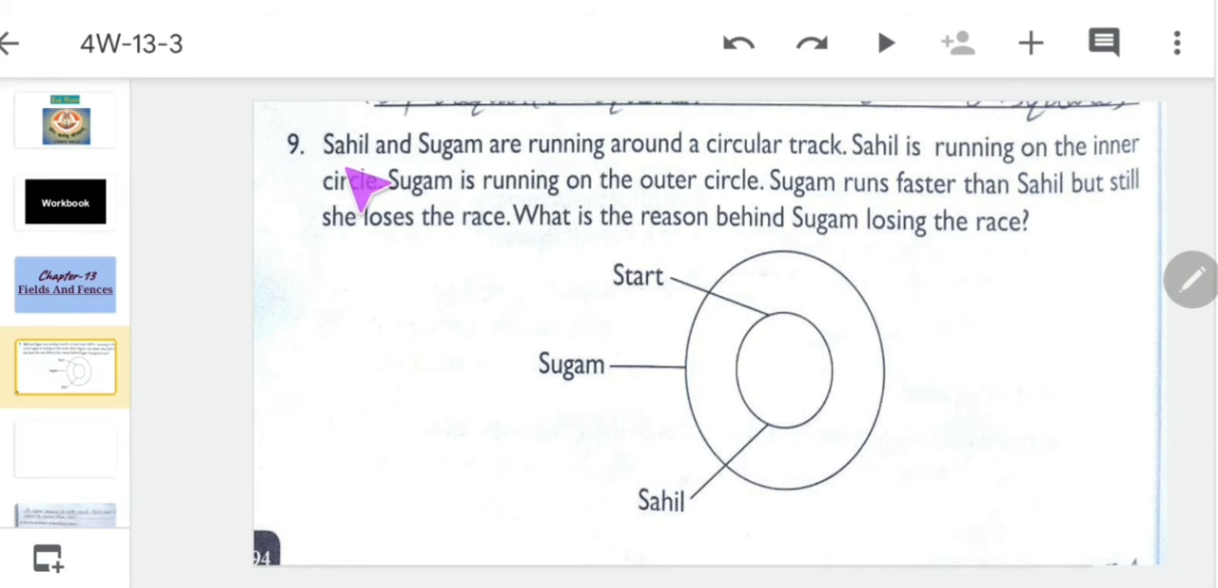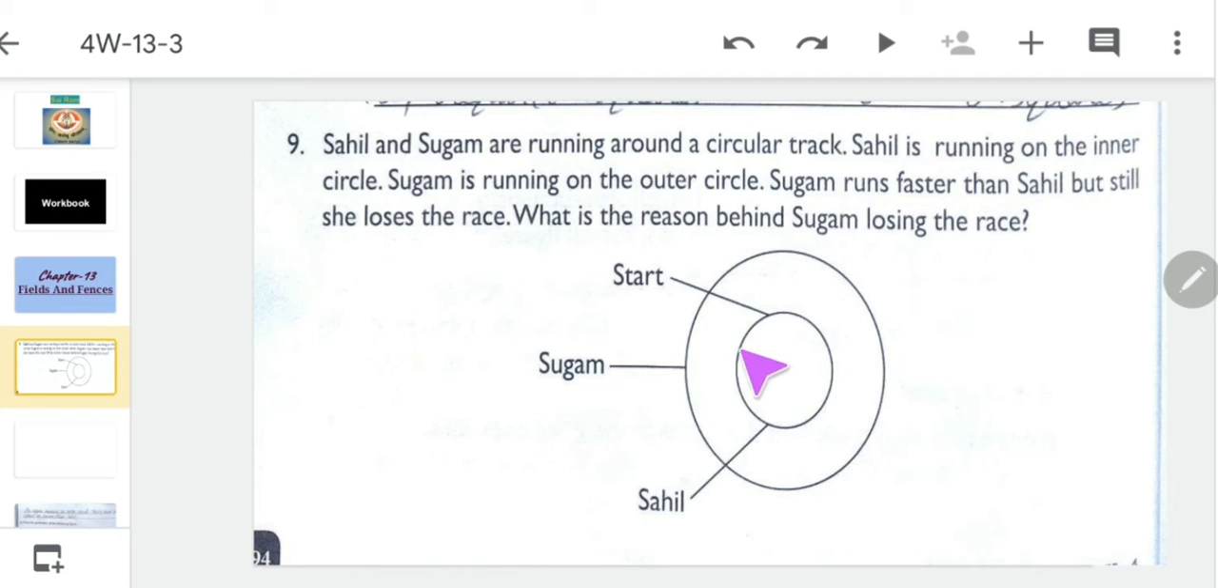So the question is, Sahil and Sagun are running around a circular track. You are seeing this track. So Sagun is running on this outside circle and Sahil is running on this inside circle. Sagun runs faster than Sahil, but still loses the race. So we have to find the answer.